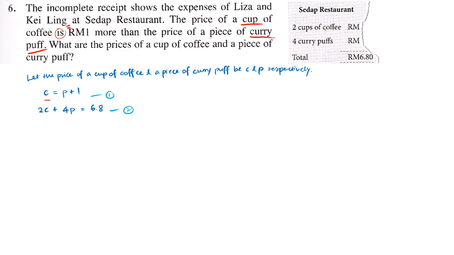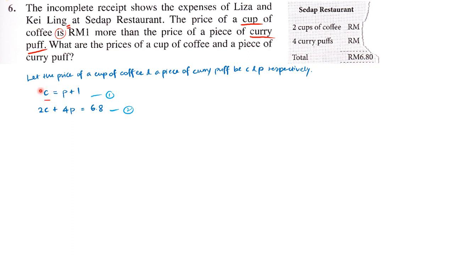So she bought 2 cups of coffee and 4 curry puffs, and she gave a total of 6 ringgit and 80 cents. So 2 coffee, 2C, plus 4 curry puffs, 4P, 2C plus 4P equals to 6.8. Okay, so since we already have this, now should we use substitution or elimination here? Okay, so let's take a look.